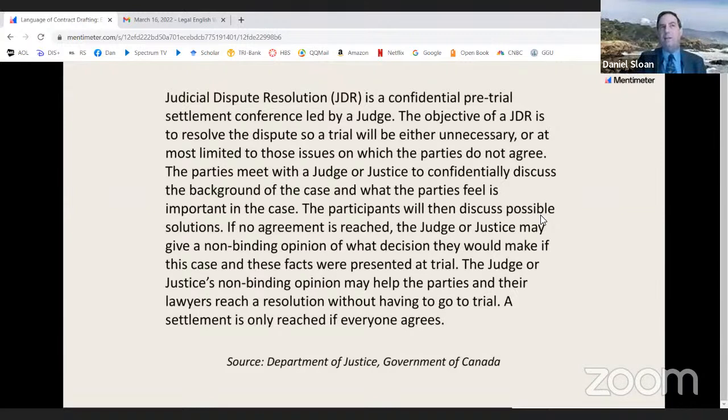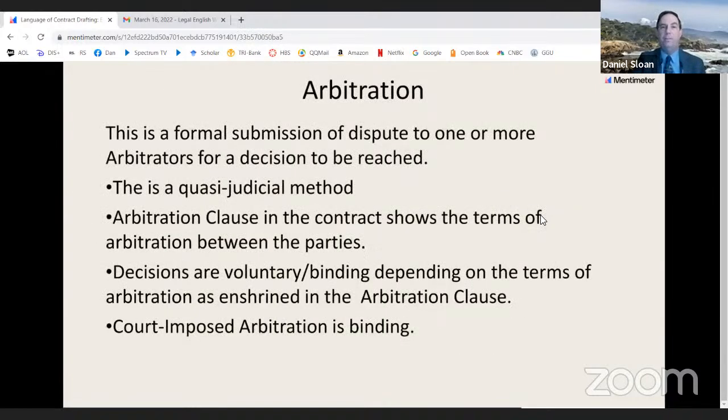Settlement would indicate that somebody had to do something, had to act either monetarily or to provide some form of compensation. So the next one will be arbitration, and arbitration. Let me see if I can.